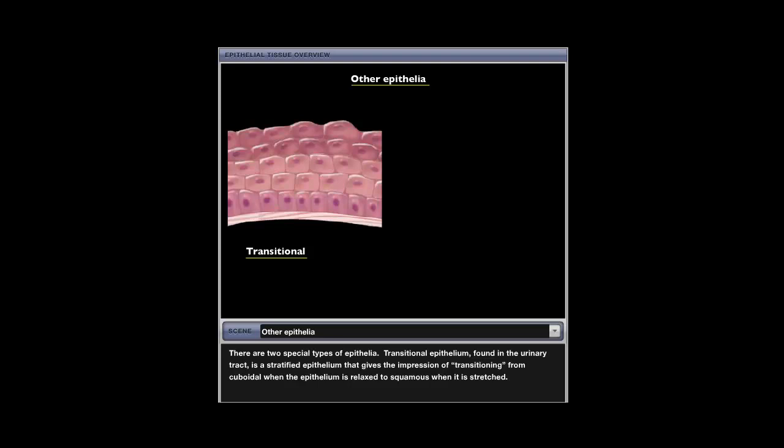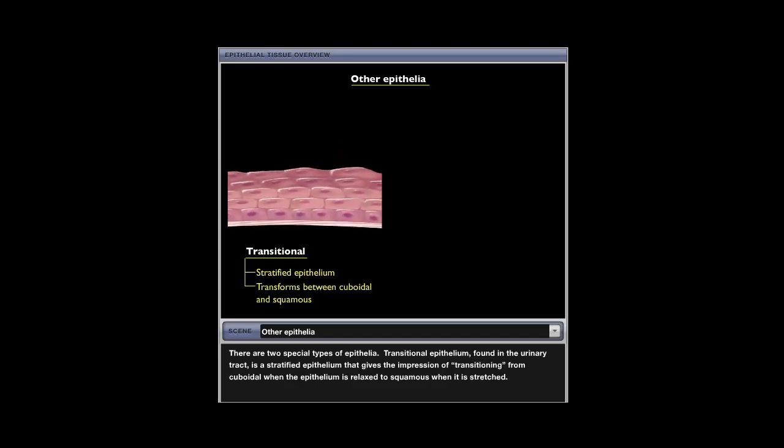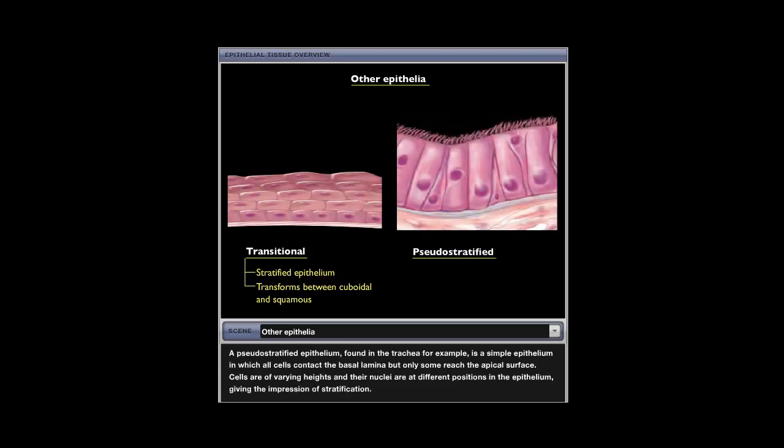Transitional epithelium, found in the urinary tract, is a stratified epithelium that gives the impression of transitioning from cuboidal when the epithelium is relaxed to squamous when it is stretched. A pseudostratified epithelium, found in the trachea, for example, is a simple epithelium in which all cells contact the basal lamina, but only some reach the apical surface. Cells are of varying heights, and their nuclei are at different positions in the epithelium, giving the impression of stratification.